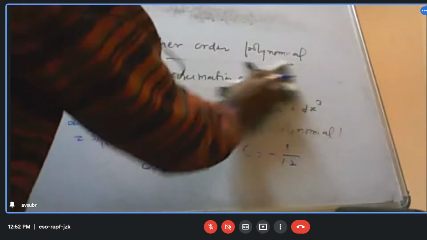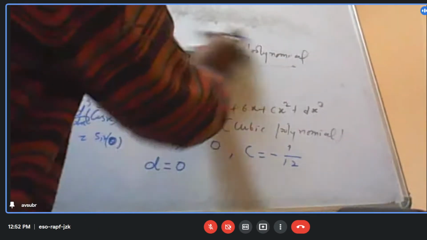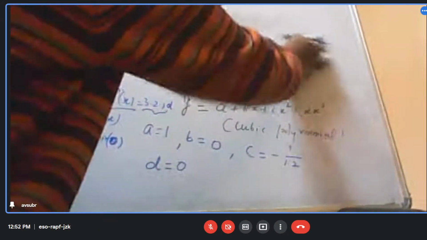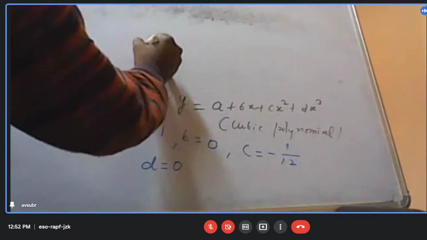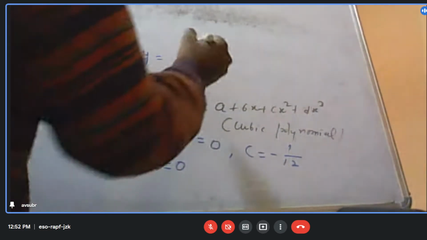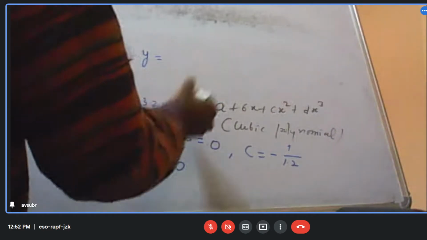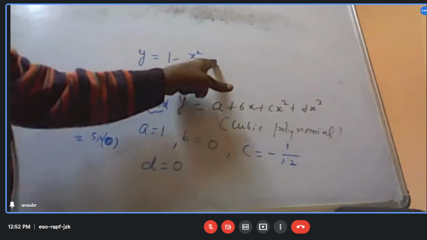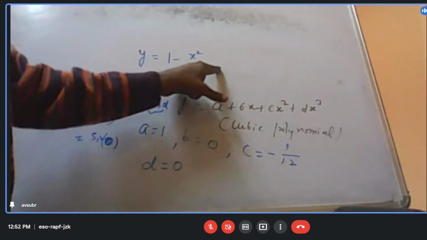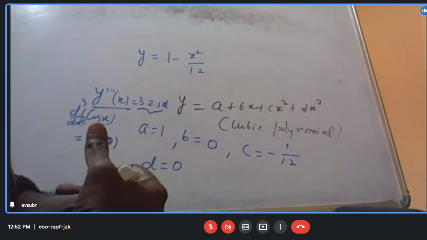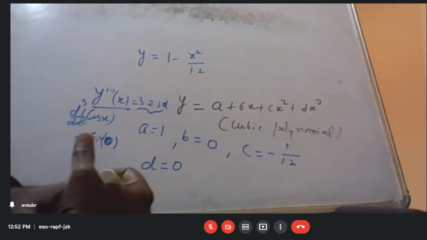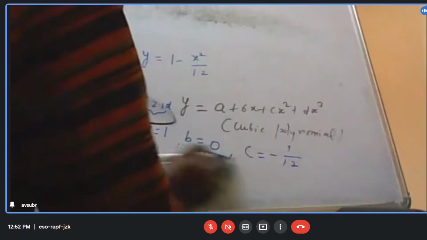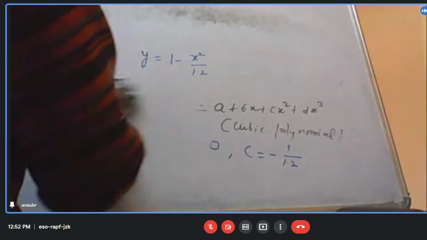So it means that by taking a cubic polynomial, I couldn't improve my result. My approximation is still the same: 1 minus x square by 1 into 2, because the third term was 0. Isn't it? Alright. So now let us see, okay, I will try to add one more term.